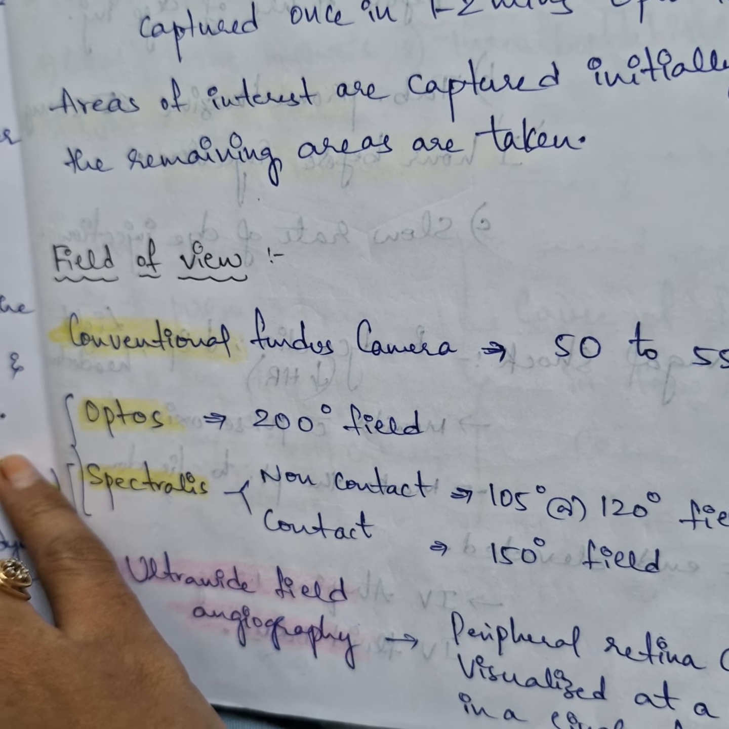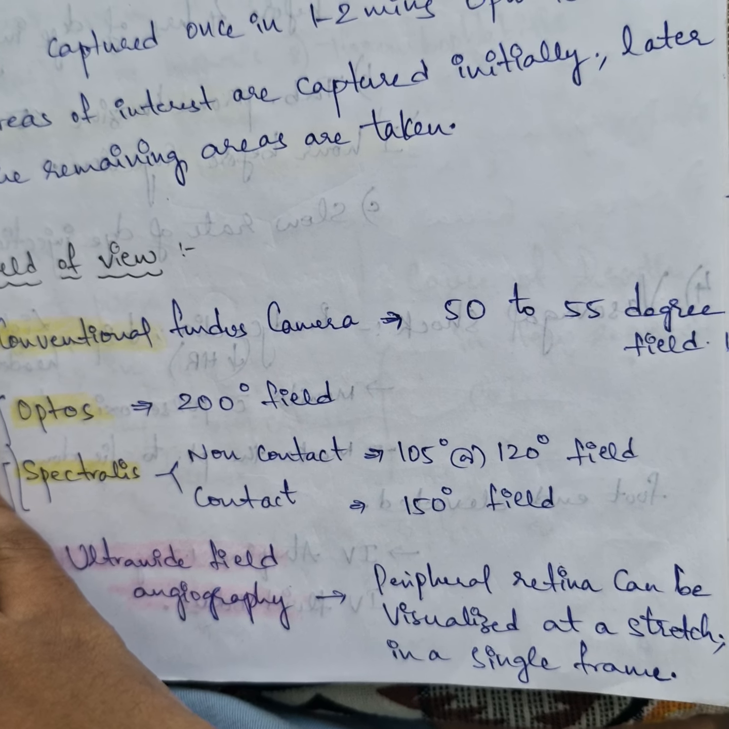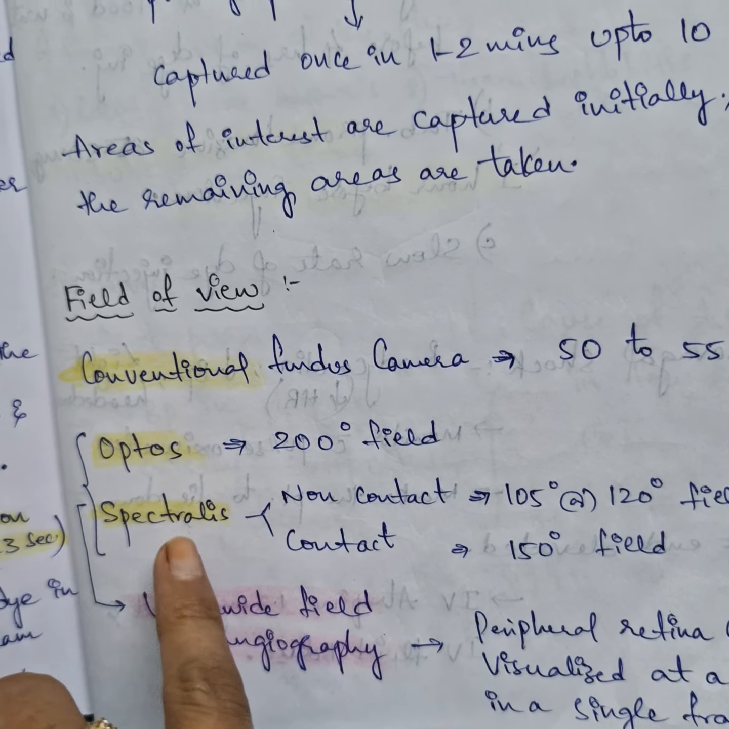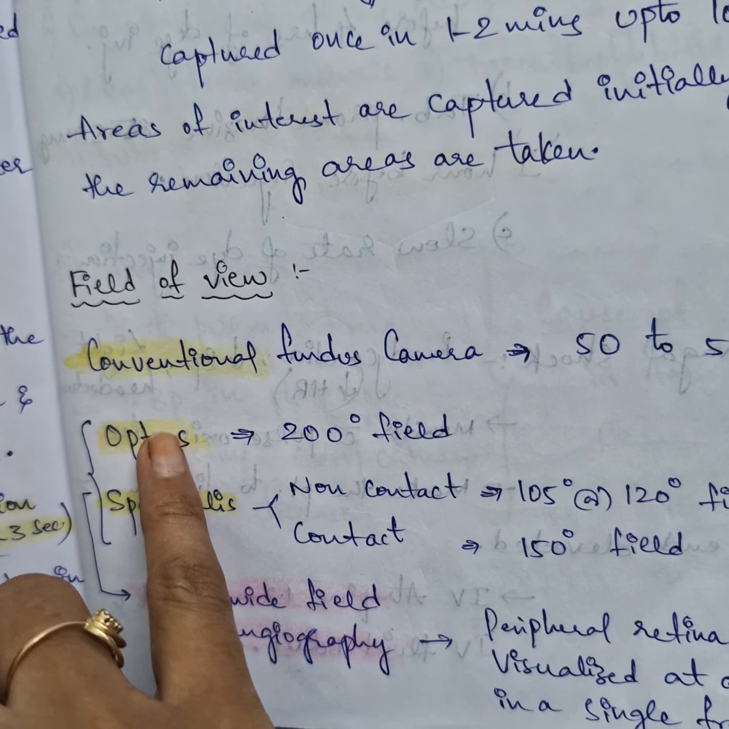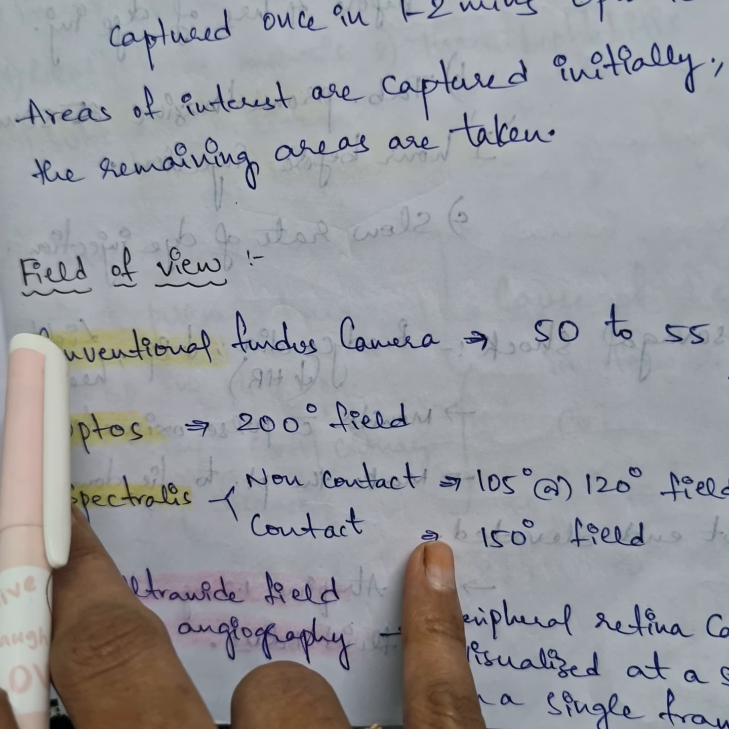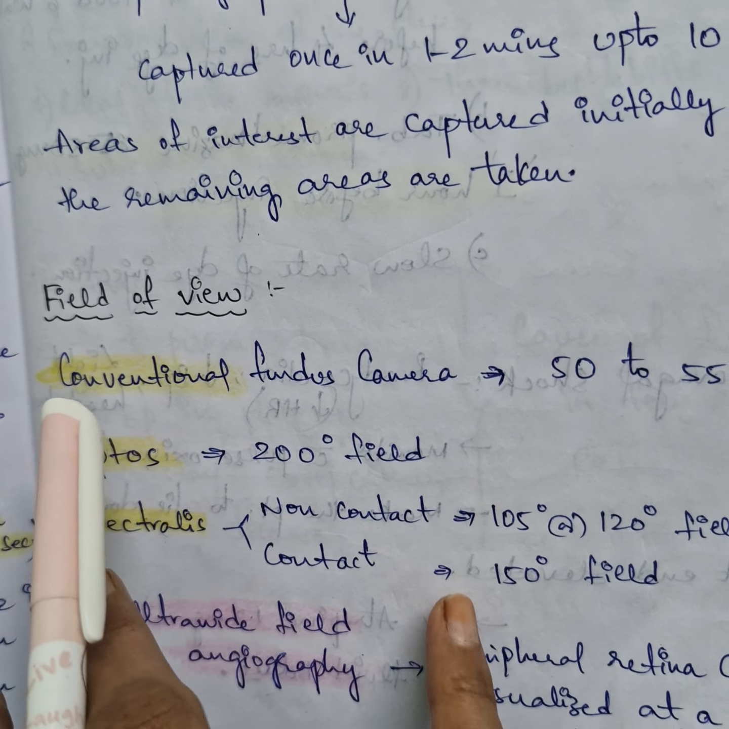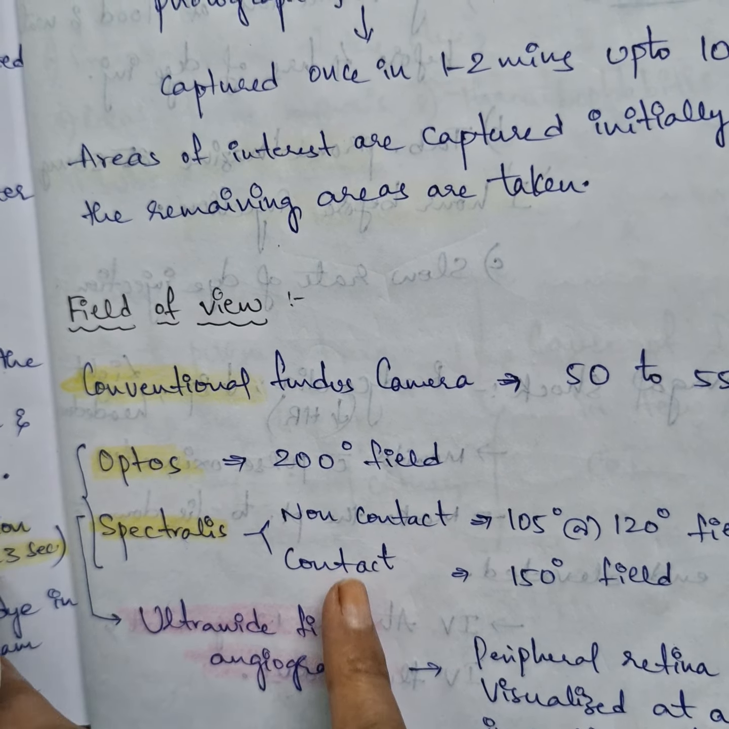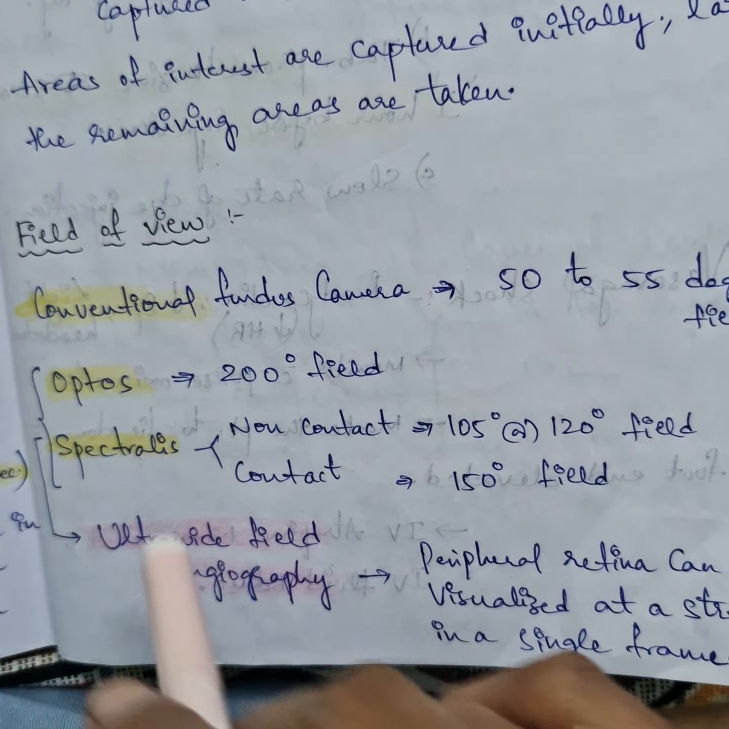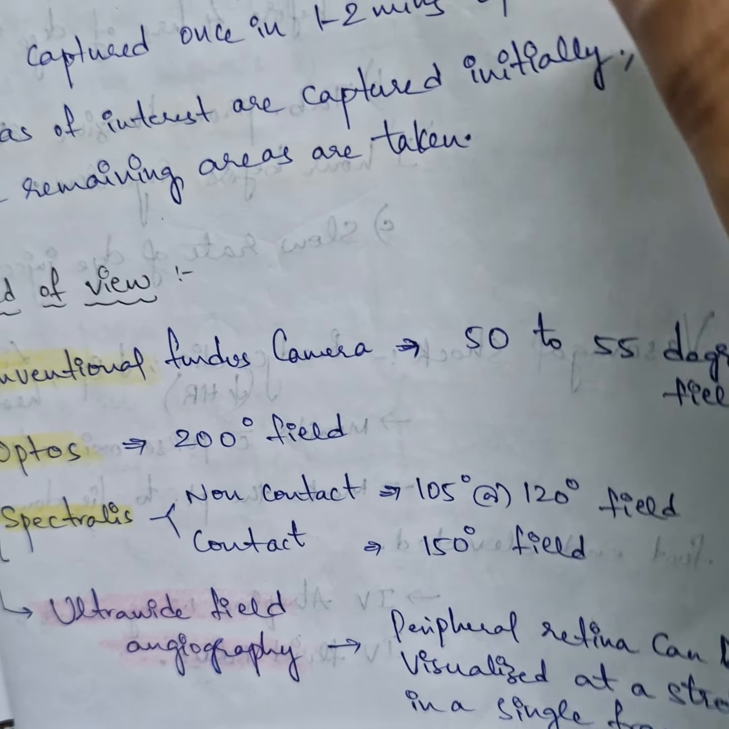Coming to the field of view, conventional fundus cameras normally give a view of about 50 to 55 degrees, whereas ultra wide field angiography, which uses Optos and Spectralis, gives a 200 degree field by Optos, and non-contact Spectralis will give a field of about 105 or 120 degrees, whereas contact Spectralis will give a field of about 150 degrees. So this ultra wide field view can be used to visualize the peripheral retina at a stretch in a single frame.